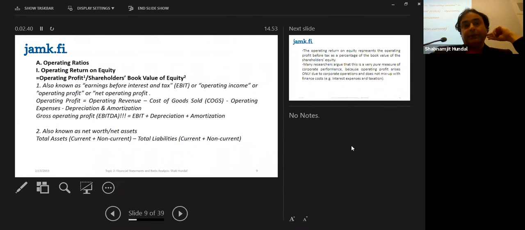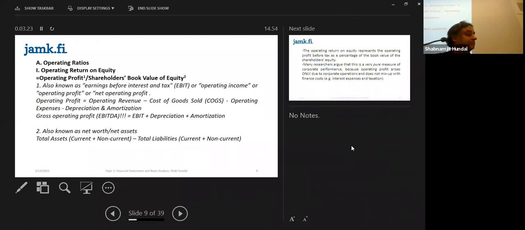The first ratio is called operating return on equity. To calculate operating return on equity, the word itself is very clear. Operating return, it means we talk about operating profit. On equity, it means the denominator should be the equity. Which equity? Well, it's the shareholders' equity, right? And how do you find it? You be careful that, as I said, one purpose of this course is to get familiar with the different phrases the accountants use. Okay, I hate it, but that's a fact.